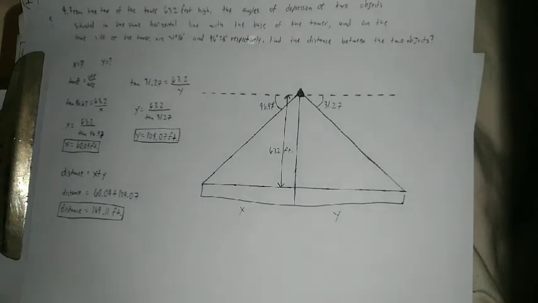Tangent 31.27 is equal to 63.2 over y. So y is equal to 63.2 over tangent 31.27. The answer for y is 104.07 feet. So let's solve for the distance. The distance is equal to x plus y, which is 60.04 plus 104.07. So the distance is equal to 164.11 feet.